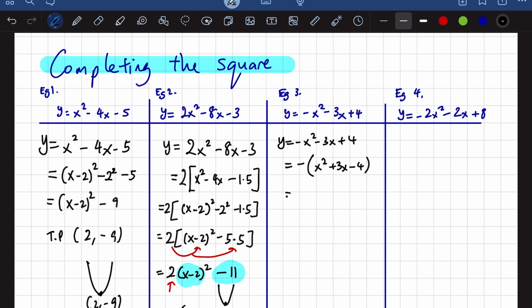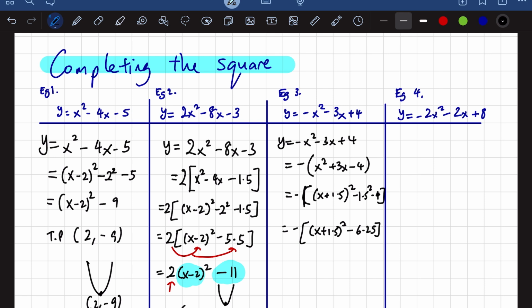Now that I have that, I will complete the square inside that bracket. I should use a bigger bracket. So x plus 1.5, because I'm going to half 3, right? And then put a square, and then the extra term, minus 1.5 squared, and minus 4. I carry on from the previous working. I clean that up a bit. Yep, so I got minus 6.25.